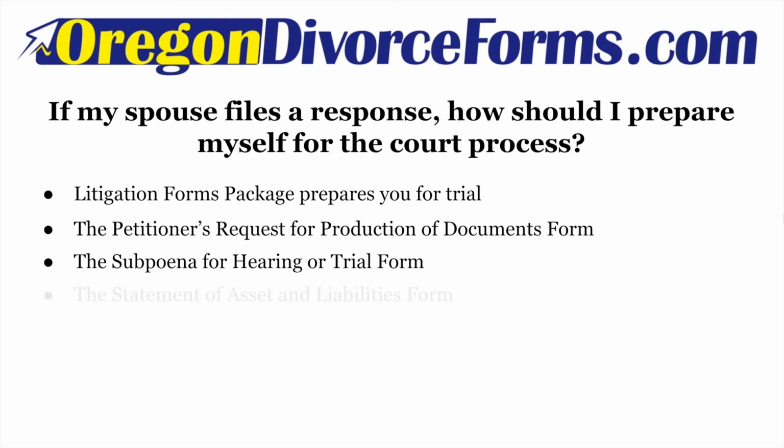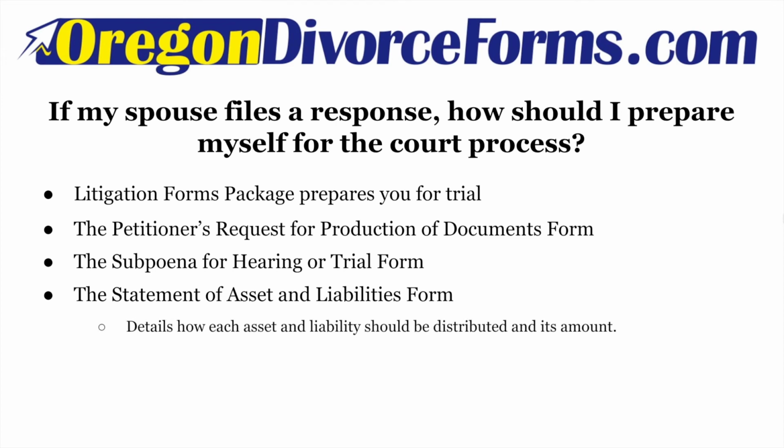The third form in this package is the Statement of Assets and Liabilities form. Generally speaking, a statement of assets and liabilities must be filed with the court and mailed to the other spouse before trial. This form details to the court your position on how each disputed asset and liability should be distributed. For example, your proposed value of all personal property, such as vehicles, furniture, jewelry, and electronics that you and your spouse own, and who will be awarded those items. The items are listed in a spreadsheet that are conveniently tabulated showing each spouse's totals.